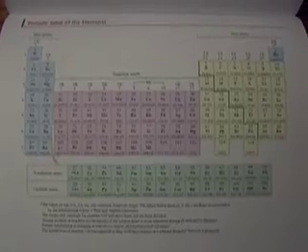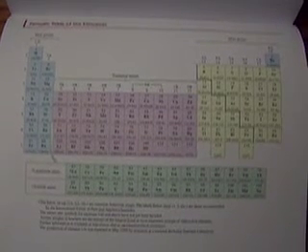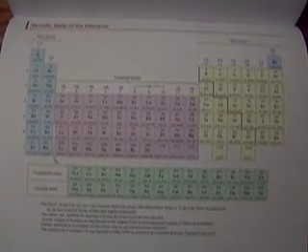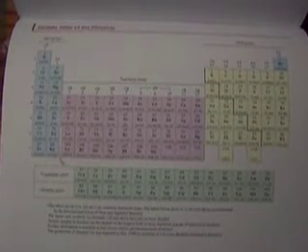The electronegativity of an atom can be determined using the periodic table. It increases from left to right and from bottom to top. Fluorine is therefore the most electronegative atom. Now let's look at this concept in action.